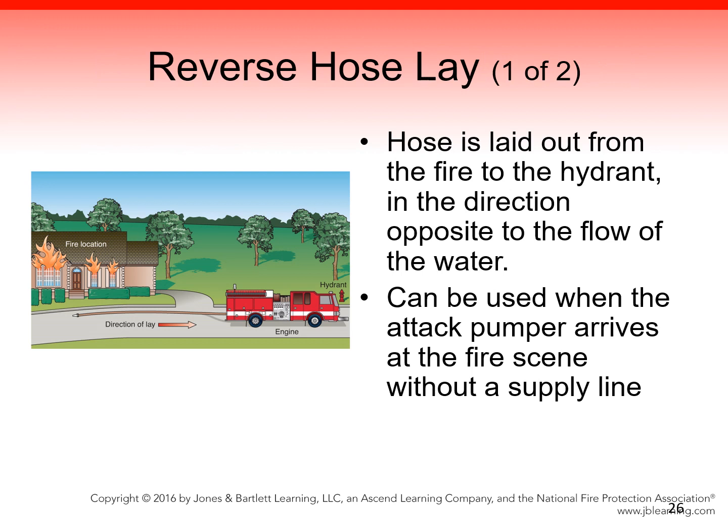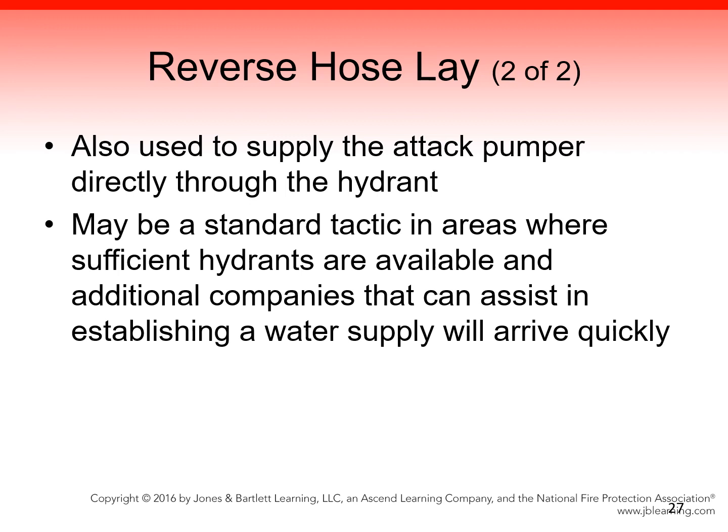Reverse hose lay. The reverse hose lay is the opposite of a forward lay. The hose is laid out from the fire to the hydrant in the direction opposite of the flow of water. This evolution can be used when the attack pumper arrives at the fire scene without a supply line. It is also used to supply the attack pumper directly through the hydrant. The reverse hose lay may be a standard tactic in areas where significant hydrants are available and additional companies that can assist in establishing water supply will arrive quickly.